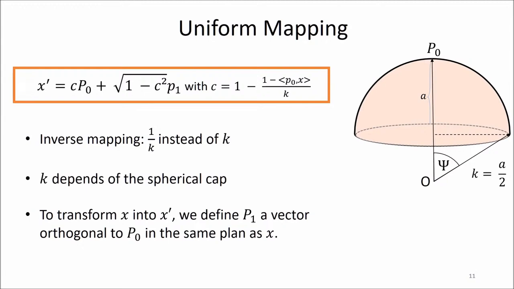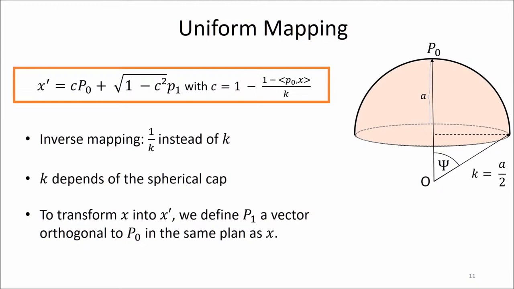The interesting part about this formula is the fact that you only have one parameter, k, that can be computed with a simple algorithm that depends on your grouping strategy. But to give you the insight, k is equal to the projection of the spherical cap on its central axis P0 over the projection of the whole unit sphere over this axis, being the diameter of the unit sphere, 2. Interestingly, you can realize that the inverse mapping can be done using 1 over k instead of k during decompression. And so you can use the same function for mapping and inverse mapping.